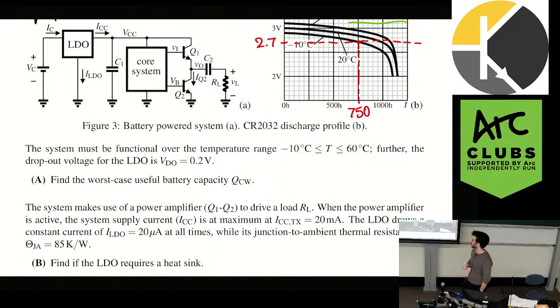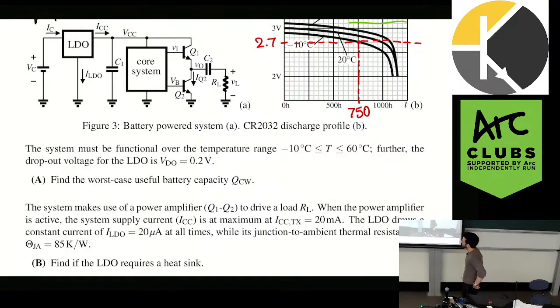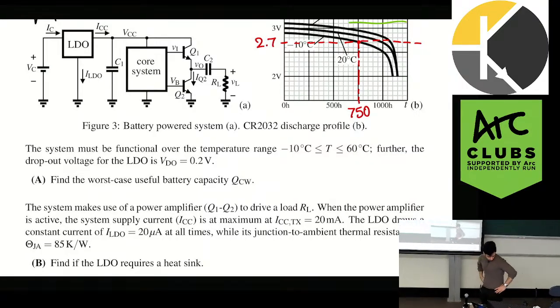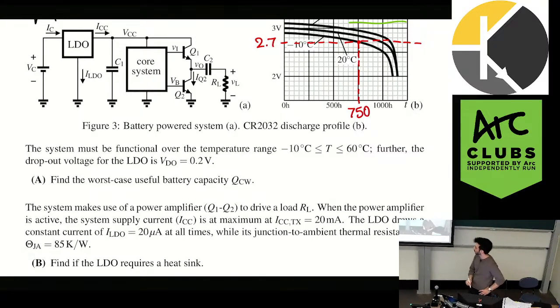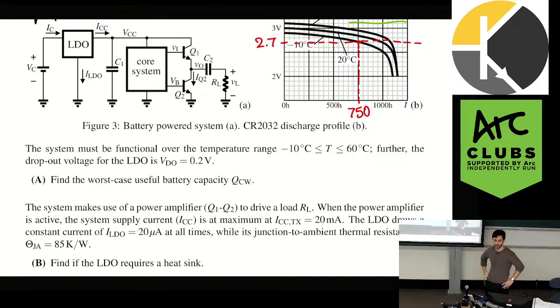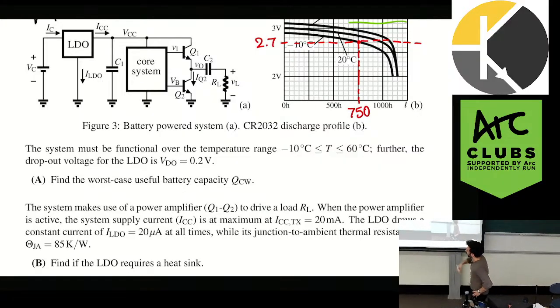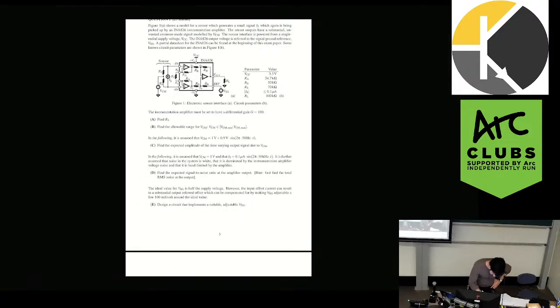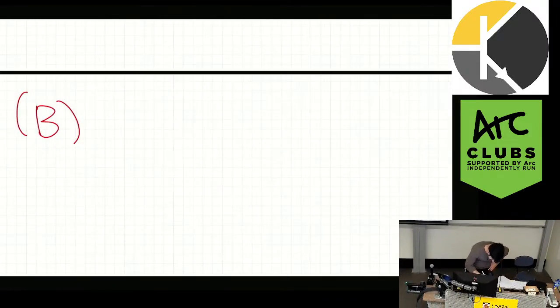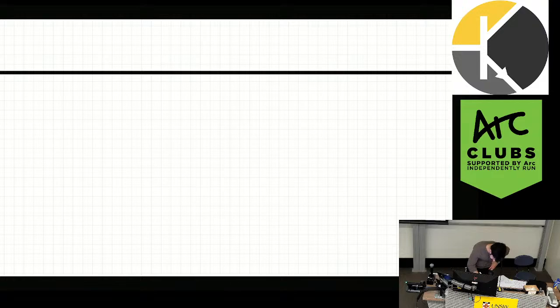How would we know if it gets really hot? One really quick hint is the units are given as 85 kelvins per watt. In this case, then, we calculate power. We calculate power, right? Because we can see the unit is 85 kelvins per watt. So we need to find the power in the LDO.